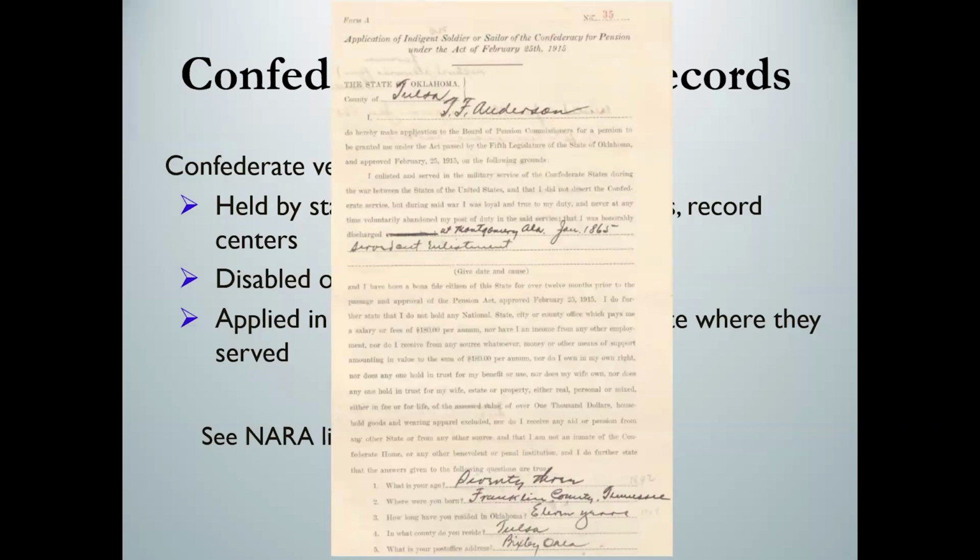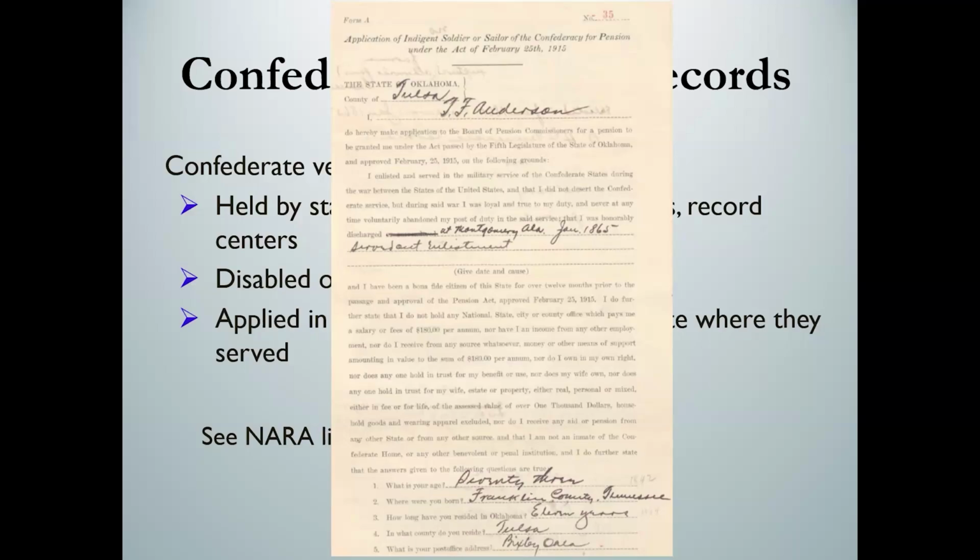I'm going to be honest, I kind of like this one better because it gives more personal details about it. Where he served, when he served. Down here it says how old was he, where was he born, let's see, how long had he been living? So he served in Tennessee. He was born in Tennessee. It says he served in Montgomery, Alabama. He was living in Oklahoma.